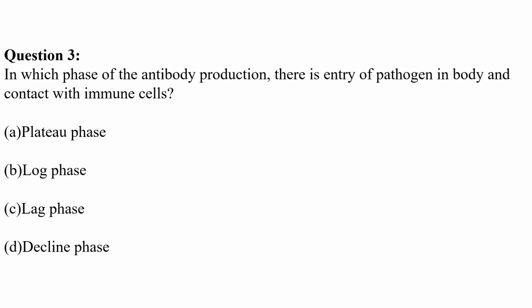Question number 3. In which phase of the antibody production is there entry of the pathogen in the body and contact with immune cells? Option A, plateau phase. Option B, log phase. Option C, lag phase. Option D, decline phase.